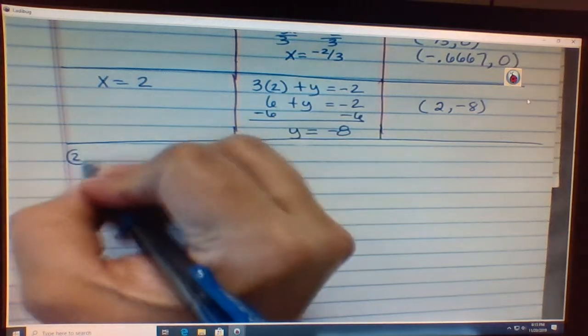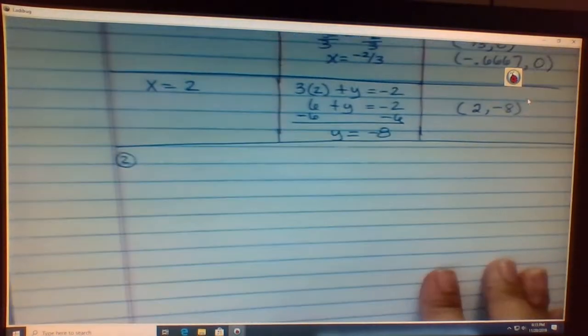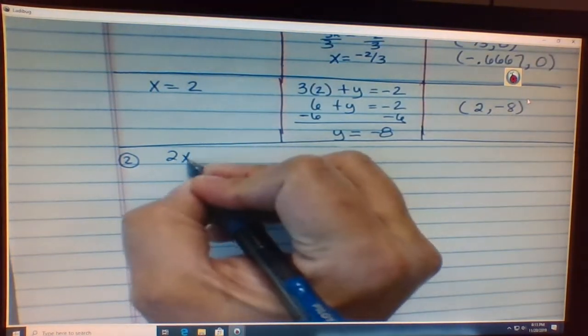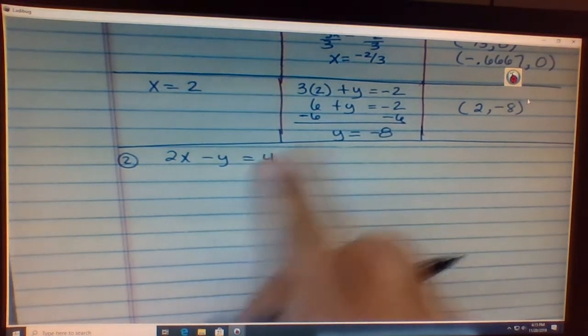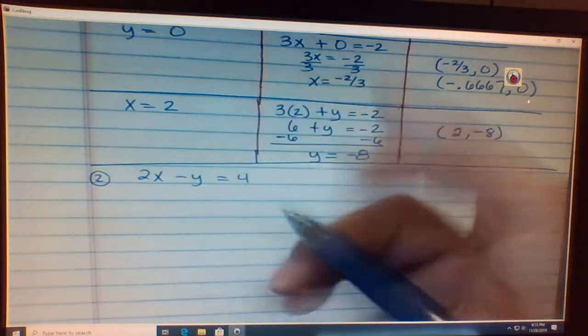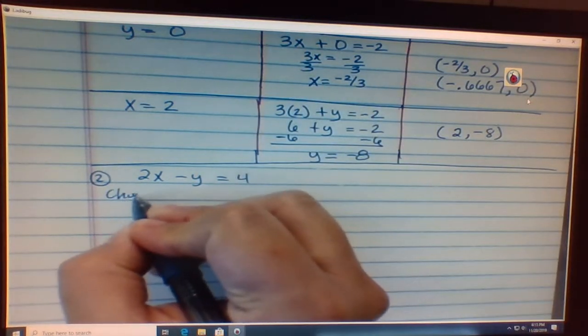I can draw. Problem number 2. 2x minus y is equal to 4. So I'm going to make the same type of table where you choose a value.